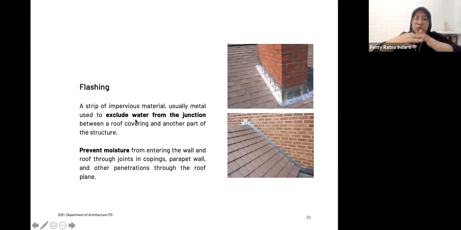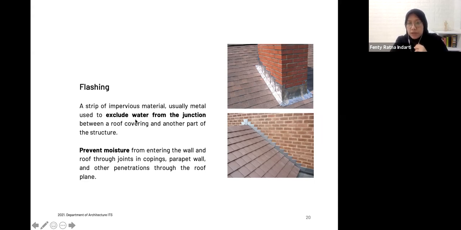Because when you have two surfaces together like this, and it's not one surface that you bend, of course there is a leak there, definitely. We have to make sure that our building or our roof is free from that, because it will become a problem for us. It also prevents moisture from entering the wall and roof through joints in copings, parapet walls, and other penetrations through the roof plane.